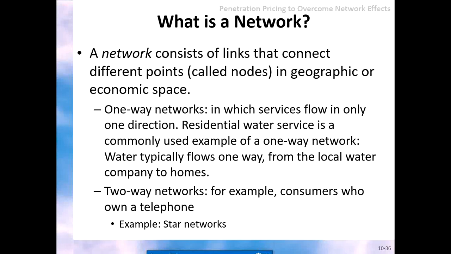A network consists of a link that connects different points called nodes in a geographic or economic space. One-way networks are networks in which services flow in only one direction. For example, residential water service is a commonly used example of a one-way network. Water typically flows one way from the local water company to homes.